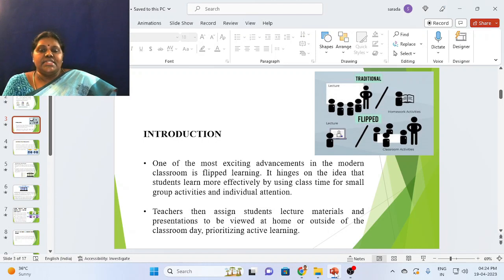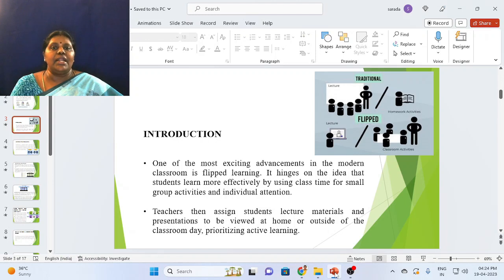One of the most exciting advancements in the modern classroom is flipped learning. It hinges on the idea that students learn more effectively by using class time for small group activities and individual attention. Teachers then assign students lecture materials and presentations to be viewed at home or outside of the classroom day, prioritizing active learning.